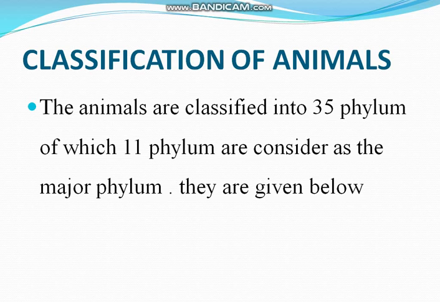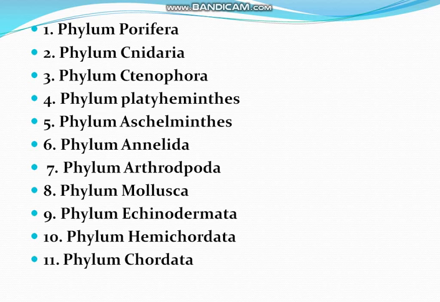The animals are classified into 35 phyla, from which 11 phyla are considered as the major phyla. Let's check which are the 11 phyla. Here you can see the 11 phyla names.